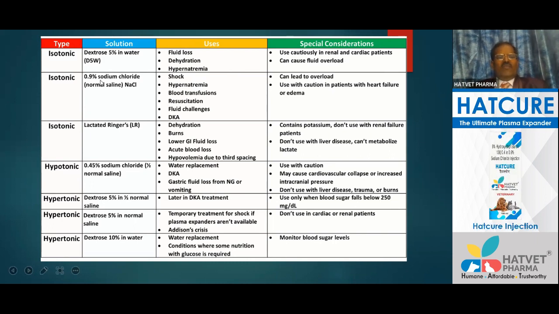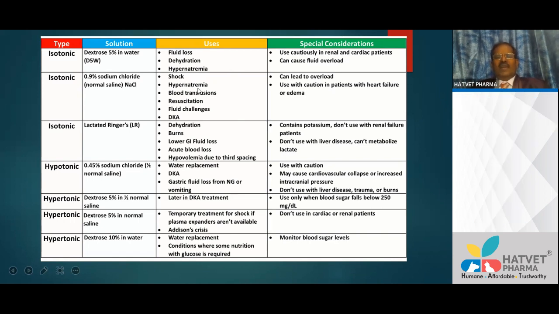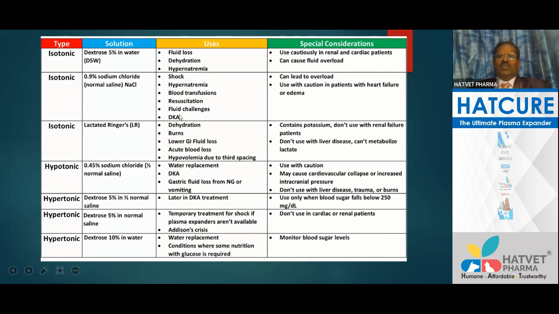And if you are using 0.9% sodium chloride, use it in case of shock, hypernatremia, blood transfusion, resuscitation, fluid challenges, diabetic ketosis. This can also lead to overload. Use with caution, especially with heart failure and edema.